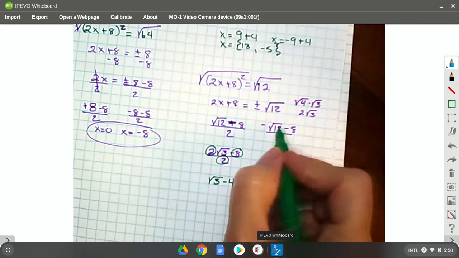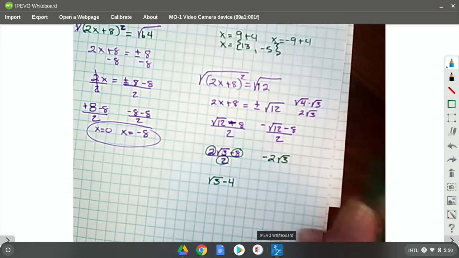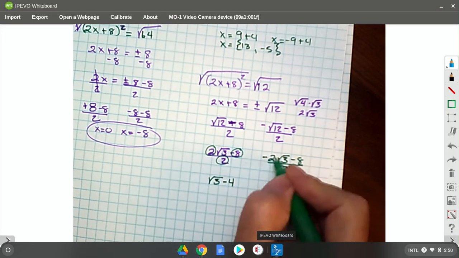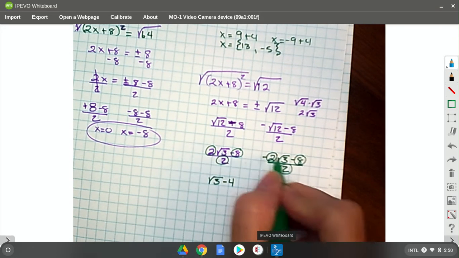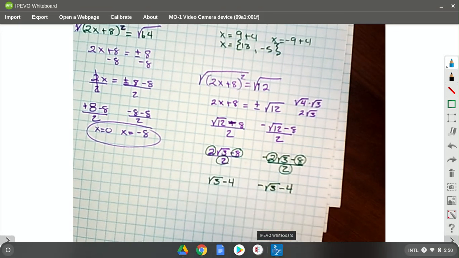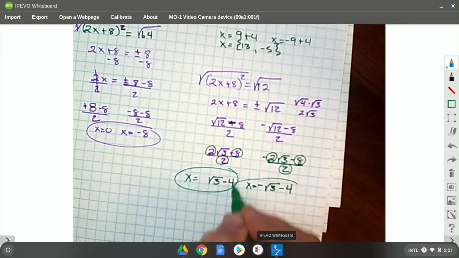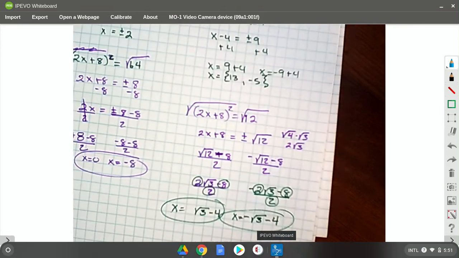Same thing here. Negative 2 times the square root of 3 minus 8 divided by 2. All 3 can be reduced by the same number, and I just get left with negative square root of 3 minus 4. These are my 2 solution sets. Okay? All right. Square root method: just take the square root of both sides.